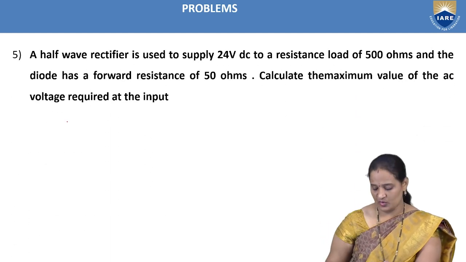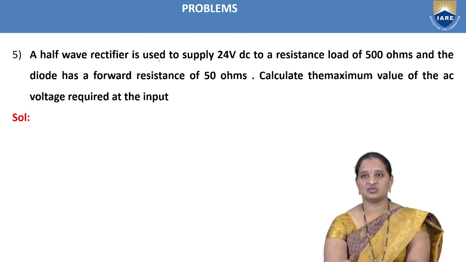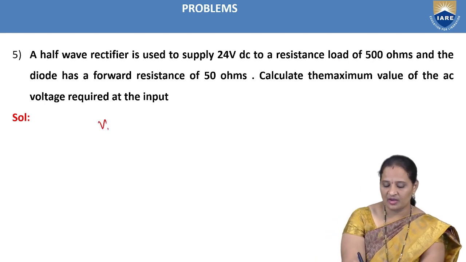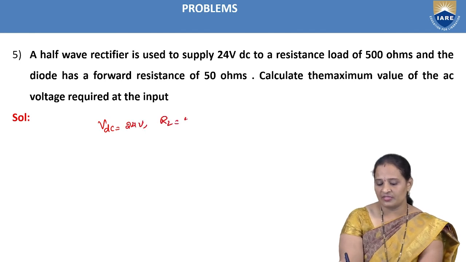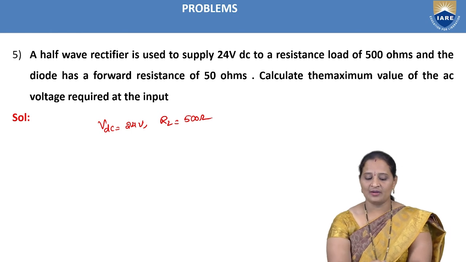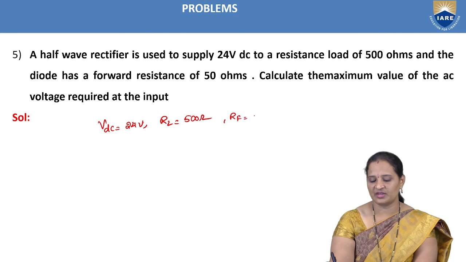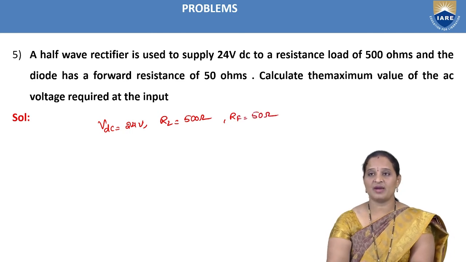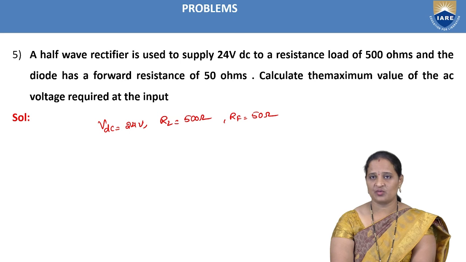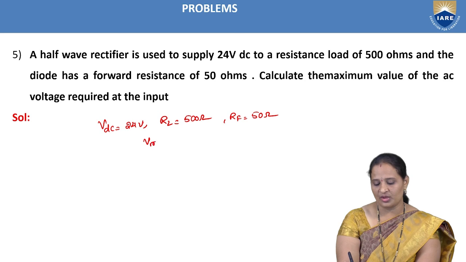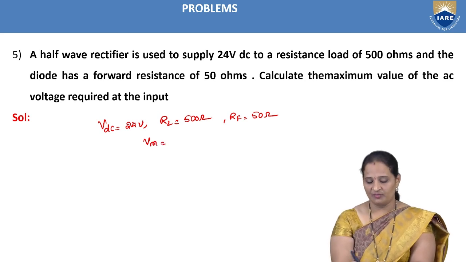Next one. A half-wave rectifier is used to supply 24 volts DC to a resistance load of 500 ohms. That means VDC is given, that is 24 volts, and the load resistance is given, that is 500 ohm. And the diode has a forward resistance of 50 ohms, that is RF is given here. Calculate the maximum value of AC voltage required at the input. That means he asked us to find the Vm value.